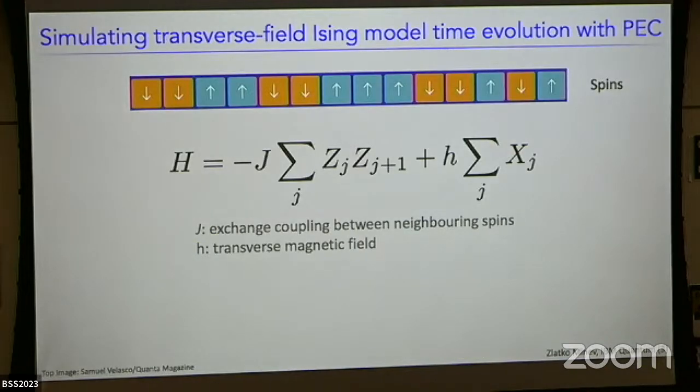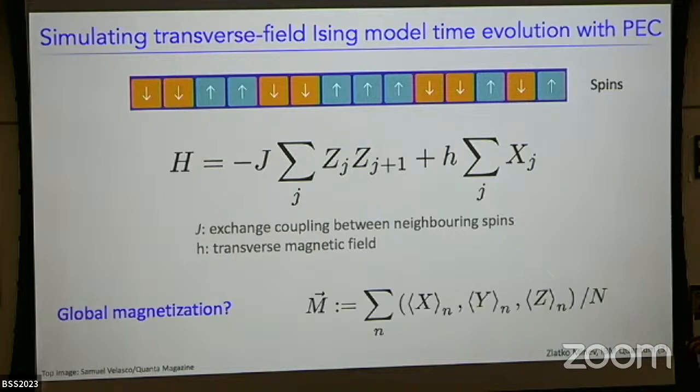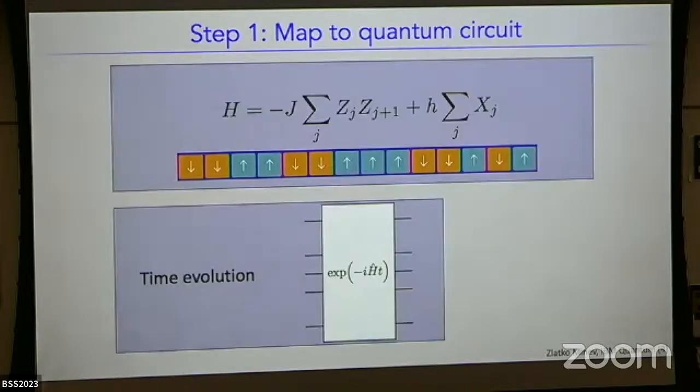So let's start with the simple transverse field Ising model. Under some Hamiltonian that looks like this, with some J, exchange coupling between neighboring spins, and some transverse magnetic field. Let's say we want to understand what the global magnetization of this spin chain looks like under some parameters J and H over time. So how do we do this? Well, you've touched on Trotter circuits a number of times, but let's briefly review these as we go through.